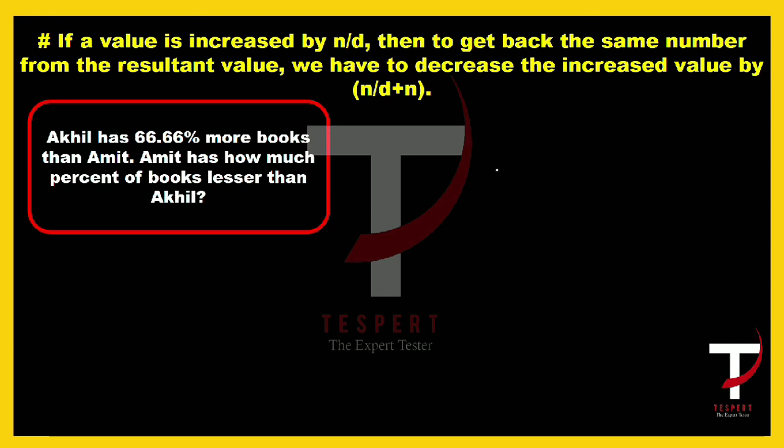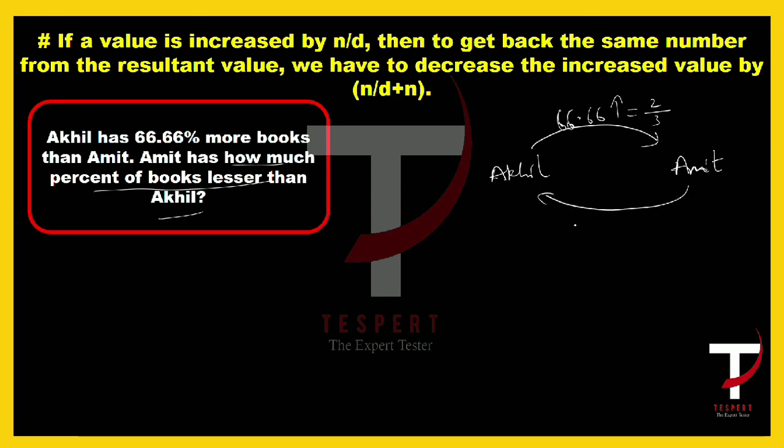So we will consider Amit here, and here Akhil. Akhil has 66.66% more books than Amit. What is the fraction equivalent of 66.66%? It is 2 by 3. But our question is, how much percent of books lesser than Akhil does Amit have?